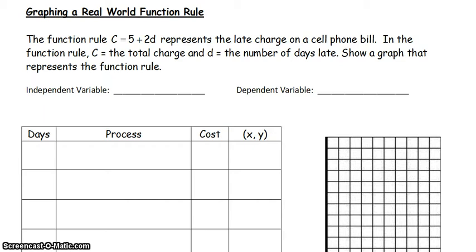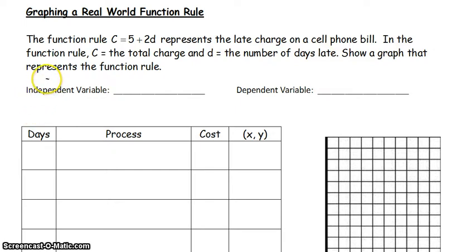First, we read the problem. It says that the function rule C equals 5 plus 2D represents the late charge on a cell phone bill. In the function rule, C is the total charge and D is the number of days that it's late. We're going to show a graph that represents our function rule. We're going to be asked to input our independent and our dependent variables.